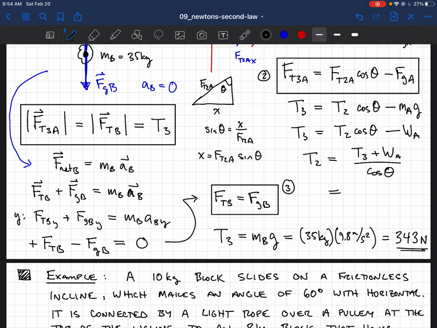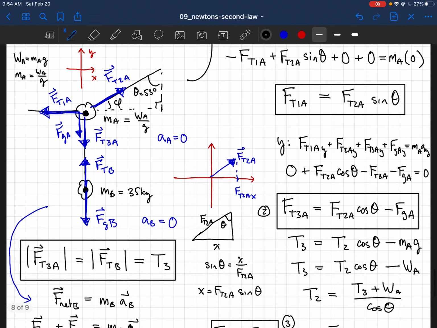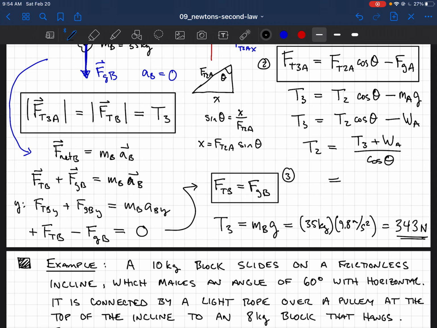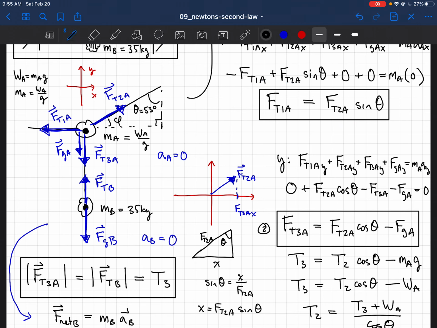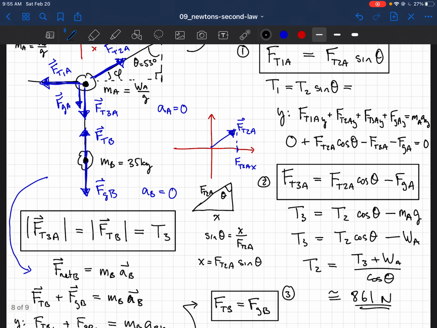So what is that? Plug it in. We have a number for T3. We add it to the weight of object A, which is 175. And then we divide by cosine of the angle that was given, theta, which was 53 degrees, right? Yes. So cosine of 53. And we get 861. So now we found T3 and T2. And finally, we have our first equation, which now can be written as an equation for T1. So that's equal to T2 sine of theta. And we have a number for T2 now. T2 is 861. So we take that and we multiply it by sine of 53. And we get 687.